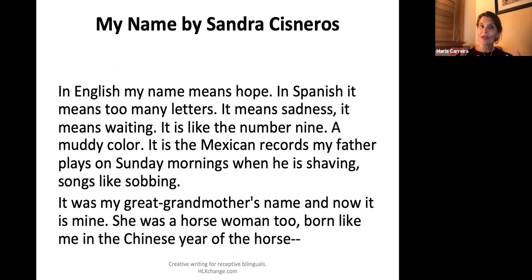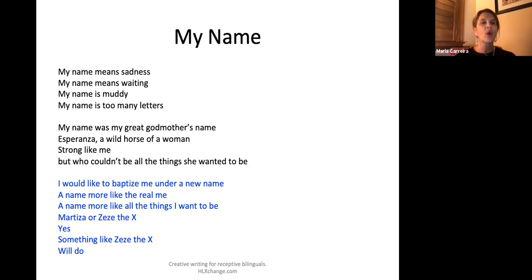You can take this reading and ask students, using the language that is in this reading, to create a poem. And this is what they might produce. In black, I have created a poem from the portion of the story of my name that you have seen. In blue is another piece of the poem that comes from a part of the story that I have not read to you. But a poem that students could create would look something like this.